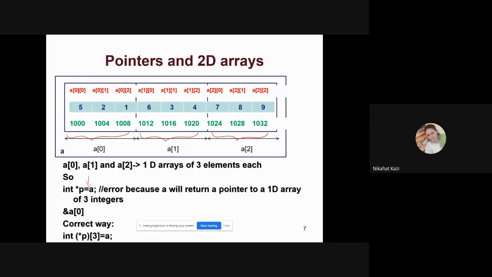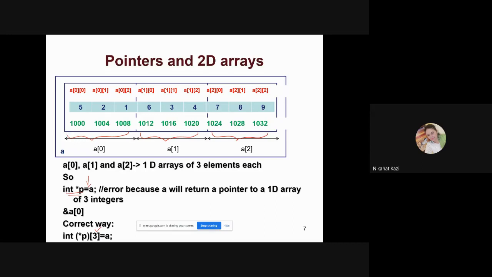Okay. If I want to have a pointer to this 2D array, what I do is I make a pointer which points to the 1D array. Basically, the type of this is star of P of 3 is equal to A. So when I say star of P of 3 is equal to A, I can hold the address of this array A.